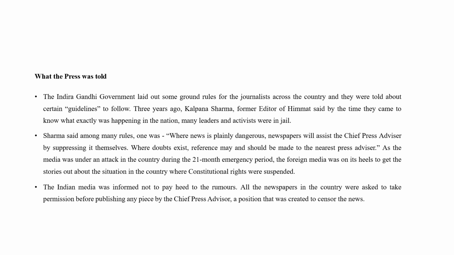As the media was under attack in the country during the 21-month-long emergency period, the foreign media was on its heels to get the stories out about the situation in a country where constitutional rights were suspended. The Indian media was informed not to pay heed to rumors. All the newspapers in the country were asked to take permission from the chief press advisor before publishing any piece, a position that was created to censor the news, which means pre-censorship was in action.